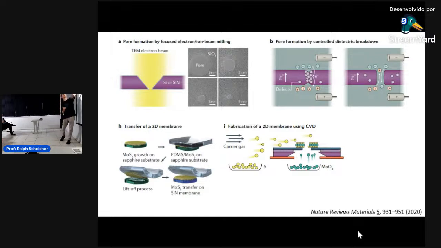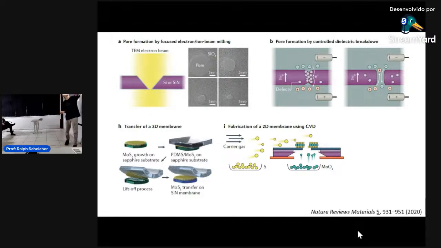But in principle, if you adjust the energy of the electrons or ions, you can actually even shrink the pore, because you give energy to the atoms, and they can move into the pore as they are heating it. So you can first make a bigger pore and then let it shrink and become smaller with this approach.